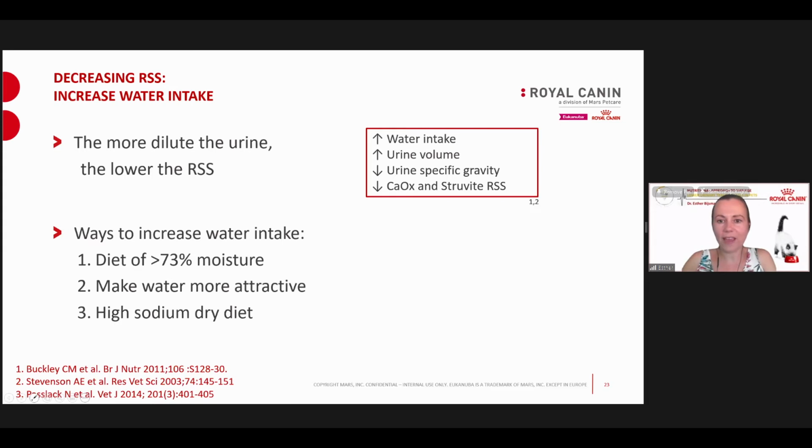The first way to do that is to feed a diet that is more than 73% moisture. So you can either give wet food or you can add water to dry food. The second thing that you can do is making the water more attractive. So you can think about flavors that you can add to the water, giving a water fountain to stimulate drinking, which particularly works in cats. And the third way to increase water intake would be to feed a high sodium diet. And by increasing the water intake, increasing the urine volume, you will decrease the urine specific gravity and decrease calcium oxalate and struvite RSS.